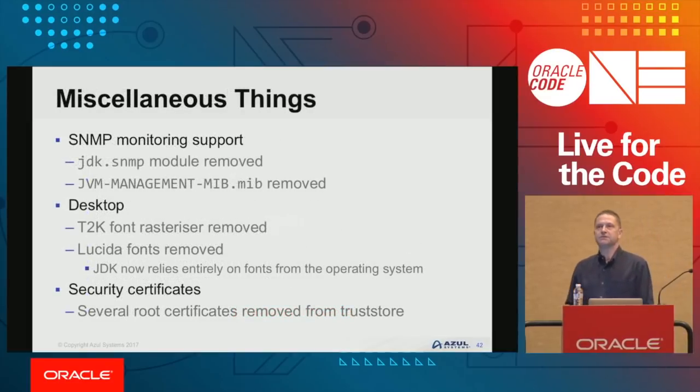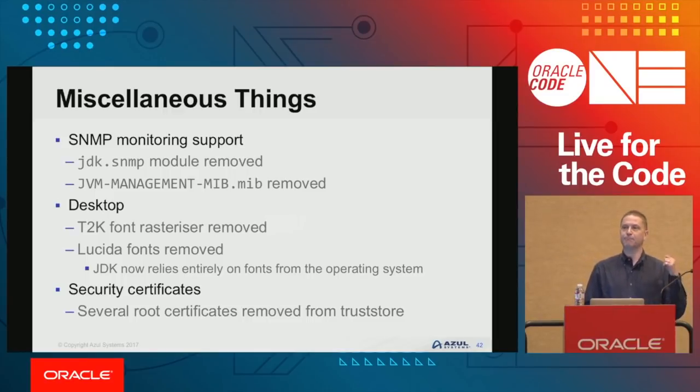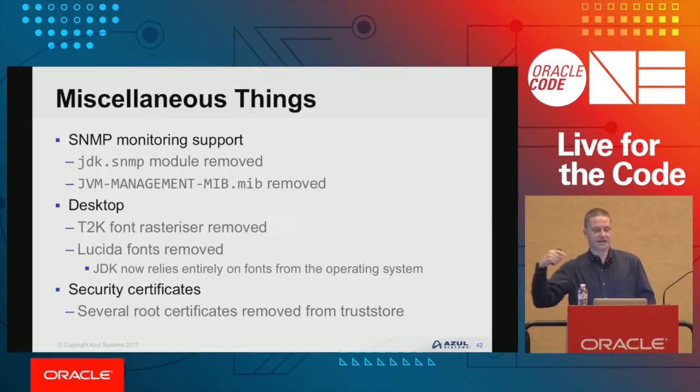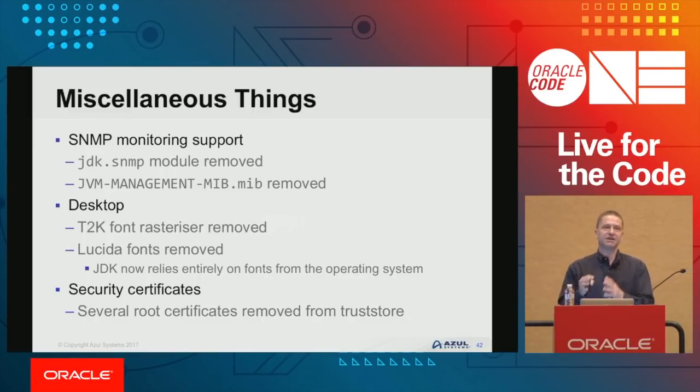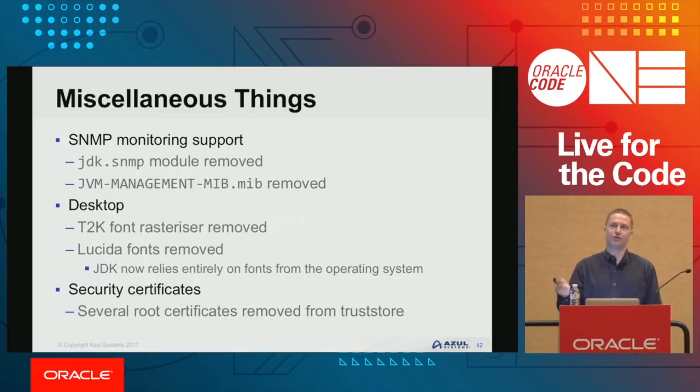A few miscellaneous things that have disappeared. SNMP monitoring support has gone, so the jdk.snmp module has been removed, and subsequently this thing called the JVM management MIB has been removed as well. A couple of things around the desktop: the T2K font rasterizer has been removed, and the JDK no longer comes with any fonts. So all font usage is done directly from the operating system. There are no standard fonts shipped there. A few security certificates, in terms of the root certificates, have been removed from the trust store. These are essentially old ones that are no longer relevant, so they've done a bit of tidying up there.